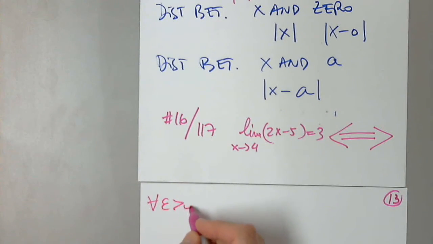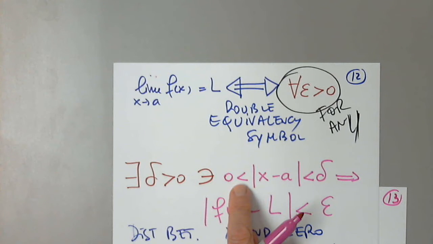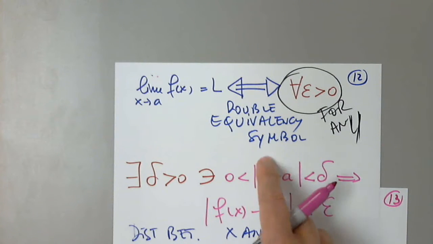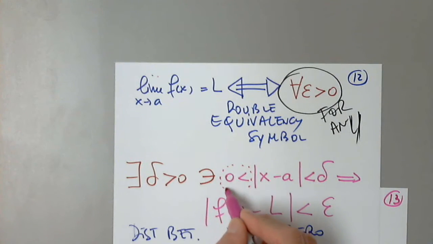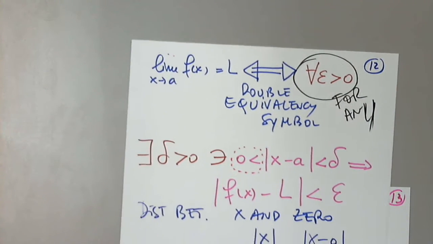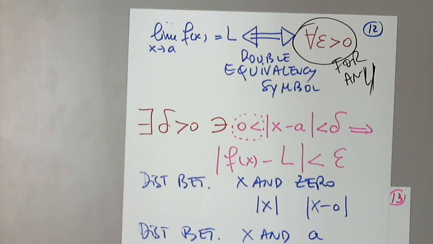for every epsilon positive. Oh, I forgot to ask you, what happened? What is this? Everybody knows that the absolute value is greater than 0. Why do I need this? What is this for? What's that? That's redundant, right? I know that the absolute value is positive.